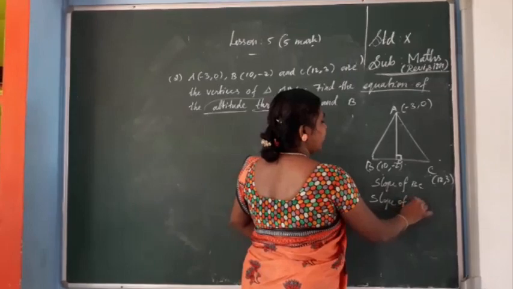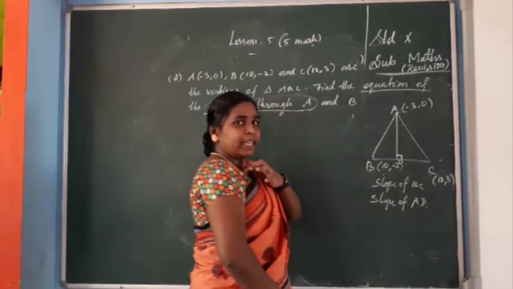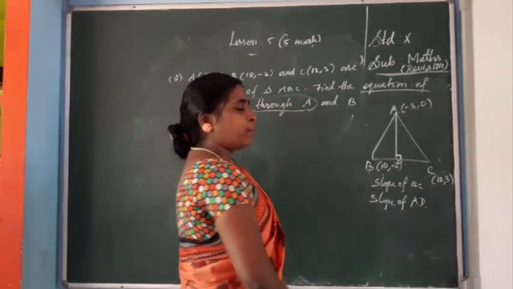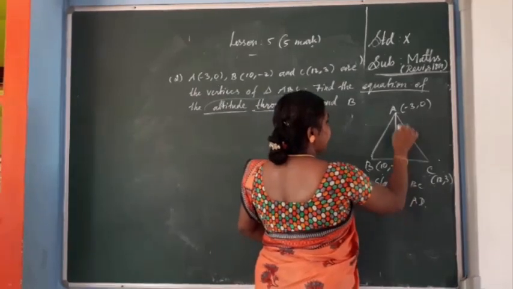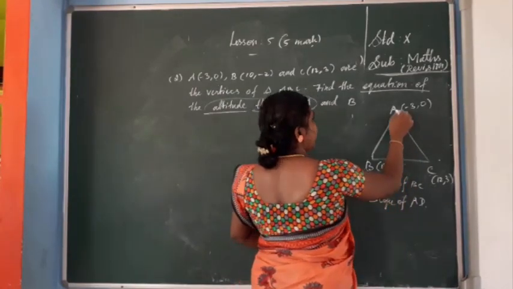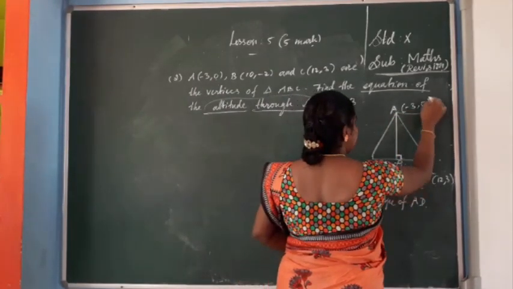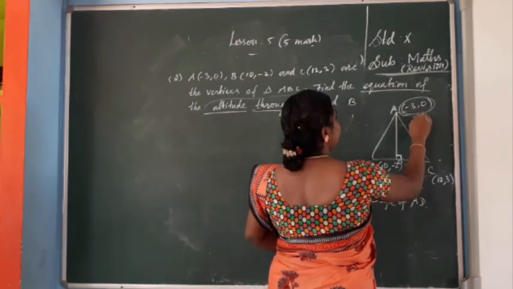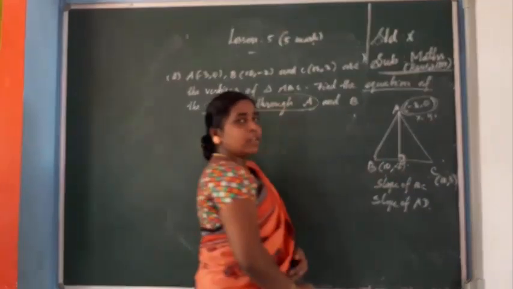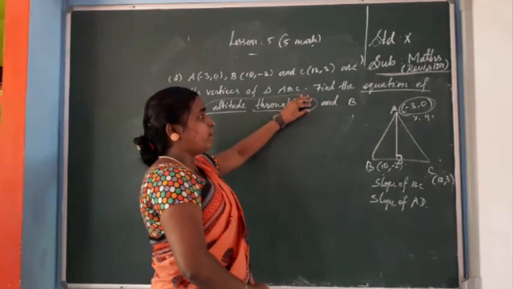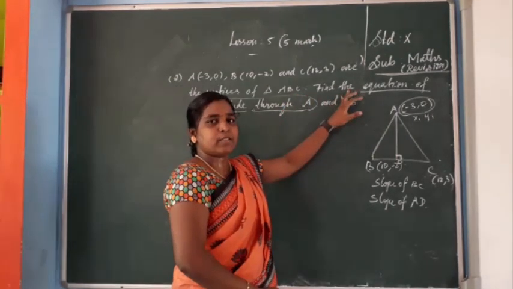Otherwise, slope of AD. Otherwise, you can say the slope is perpendicular. Okay, let's start getting the slope. Immediately you can do it, because through vertex A means this is the point x1, y1. So A is x1, y1.